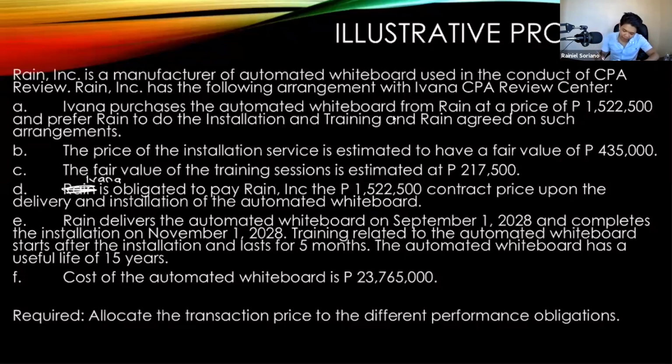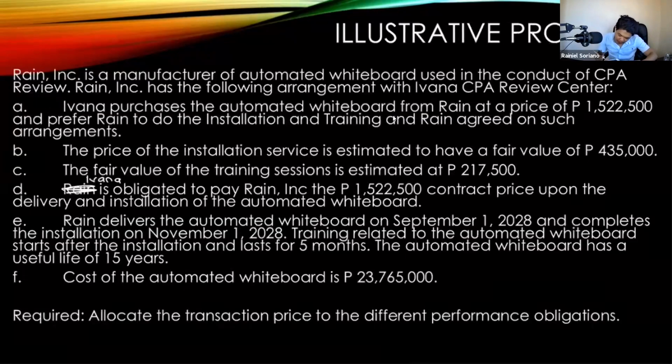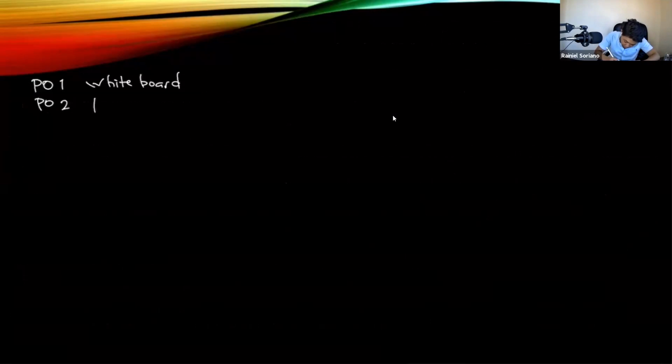So here we have 3 performance obligations. What are those? Performance obligation number 1 will be the automated whiteboard. Okay? Performance obligation number 2 is actually the installation. Then number 3 will be the training sessions, right? So PO number 2 will be the installation. Then performance obligation number 3 will be the training session or training services. All right? So that's our step number 2.